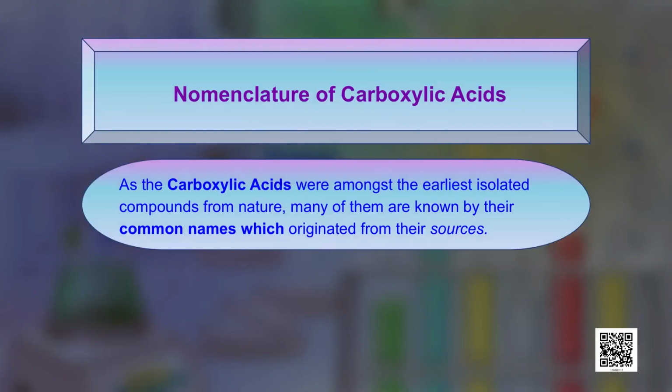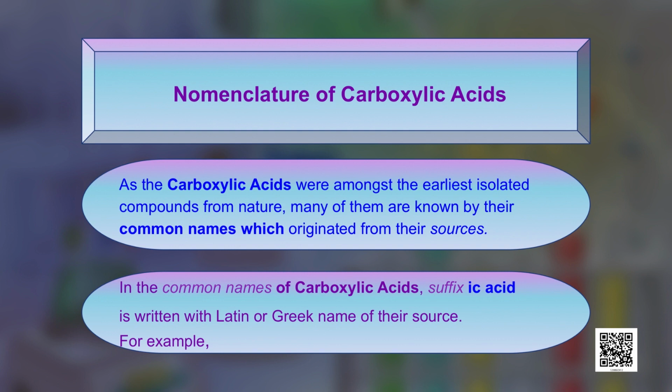After having the general idea about the carboxylic acids, let us understand their nomenclature. We name the carboxylic acids by two methods. One is common nomenclature, that is common names, and the other is IUPAC names. As the carboxylic acids were among the earliest isolated compounds from nature, many of them are known by their common names. The common names originated from their sources, that is from which the carboxylic acid was isolated or found.